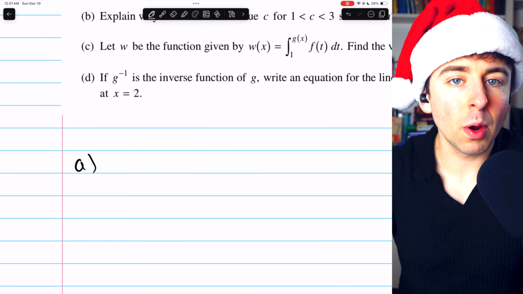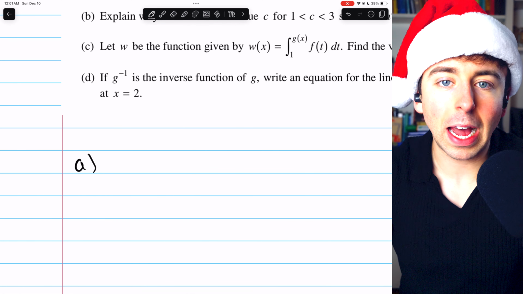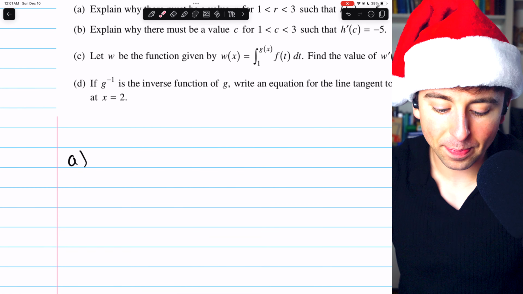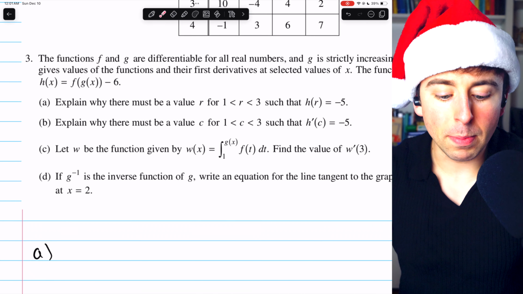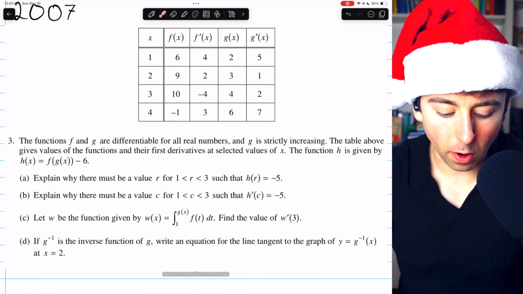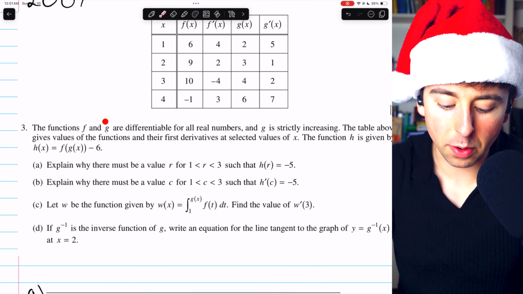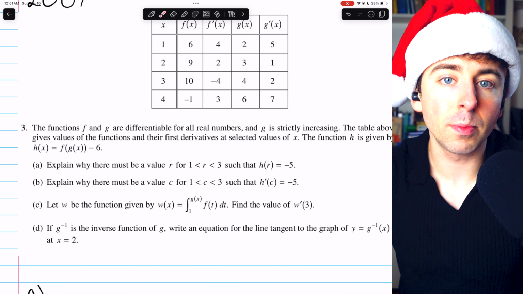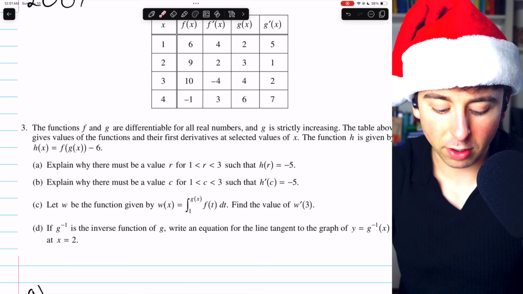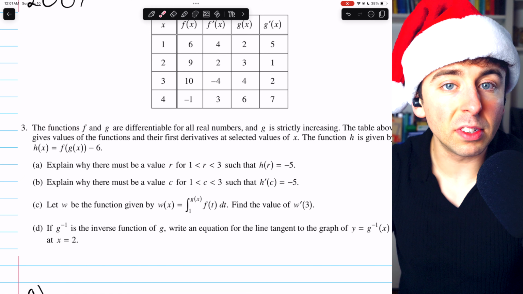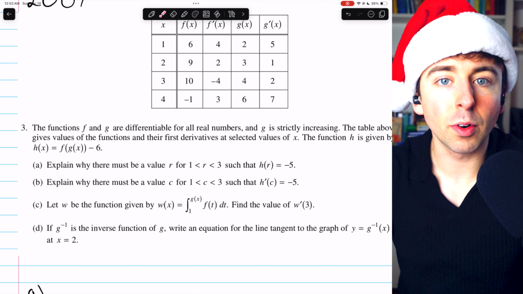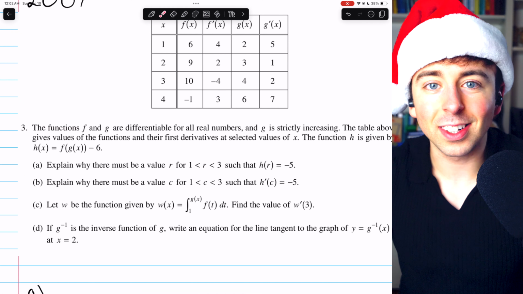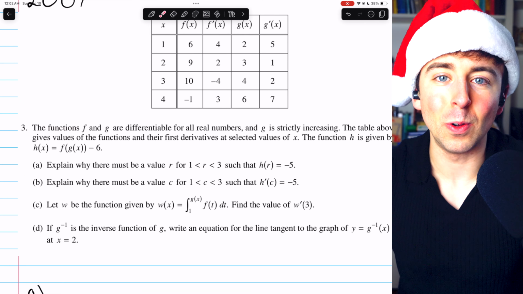I'll leave a link in the description to my lesson on the intermediate value theorem if you need to review that. The idea, though, is that h is a continuous function. Because f and g are differentiable, we know they're continuous, since differentiability implies continuity. The composition of continuous functions is continuous, and subtracting a constant from a continuous function still gives you a continuous function.